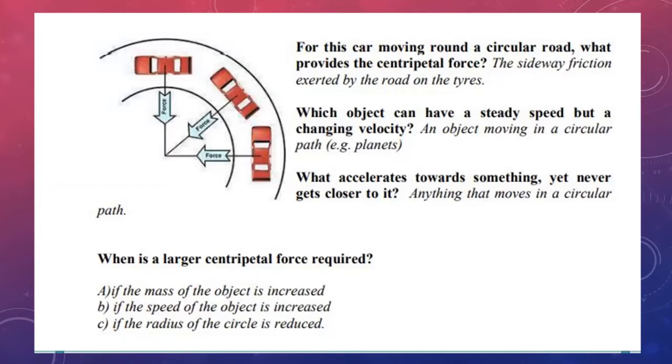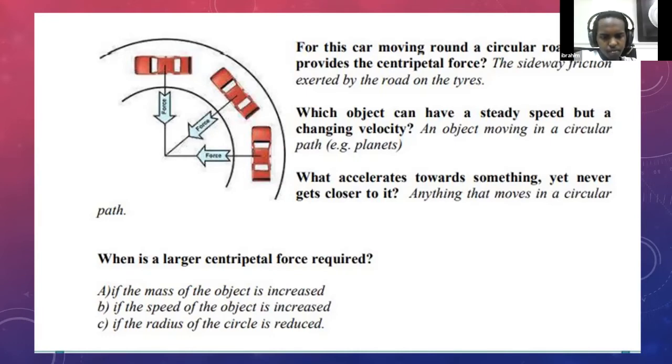Second question, which object can have a steady speed but a changing velocity? An object which moves in a circular path. This means, pay attention, any object moving in a circular path moves with constant speed but changing velocity. I mean changing the direction of the velocity. Do you understand? Okay. Understand.